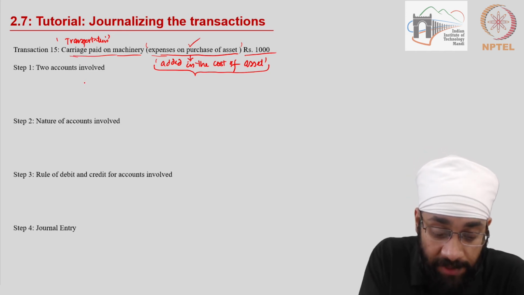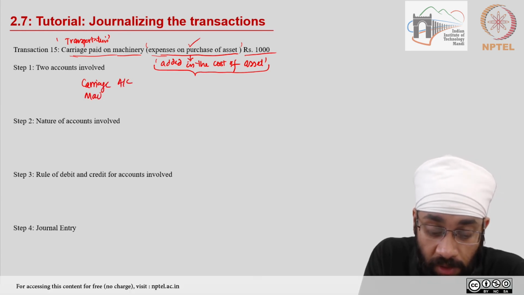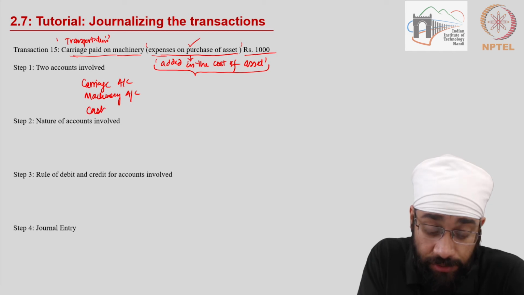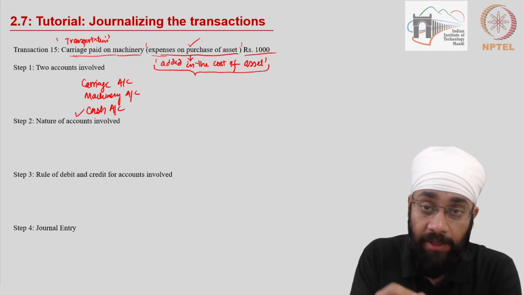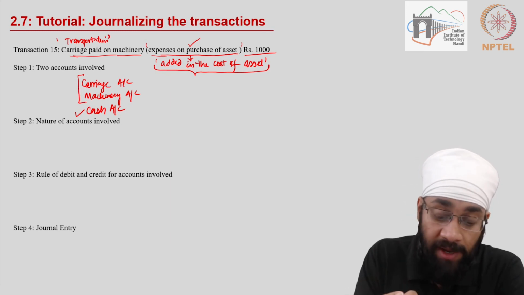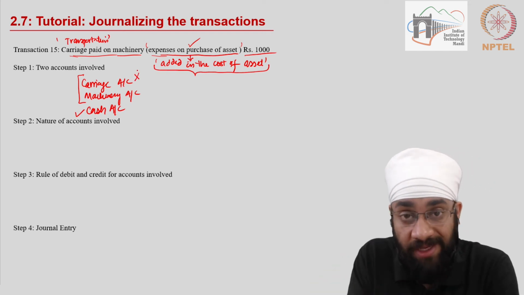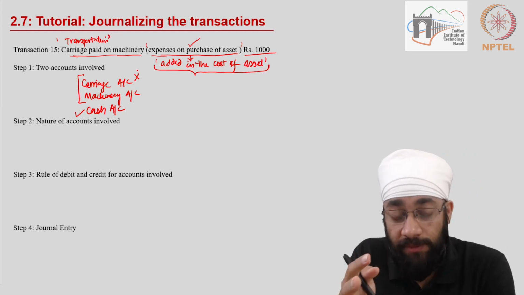So carriage being paid is an expense. Let me write carriage account. The other account involved is machinery account because it's being paid on machinery, and you are paying it in cash. So cash account, certainly cash is involved. Out of these, we have to identify one. And I just mentioned that we do not consider this as a separate expense. We add this cost to the cost of the asset. That's it.